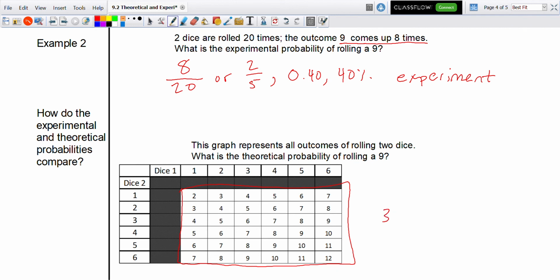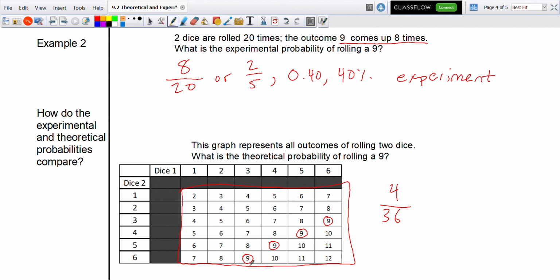There are 36, if you count them all. 1, 2, 3, 4, 5, 6. 1, 2, 3, 4, 5, 6. There's 6 rows of 6. There are 36 possible outcomes when rolling 2 dice. Remember, theoretical probability is how many total outcomes are there, and then my favorable outcomes are my 9s. There's a 4 out of 36 chance that I roll a 9 when I roll 2 dice.